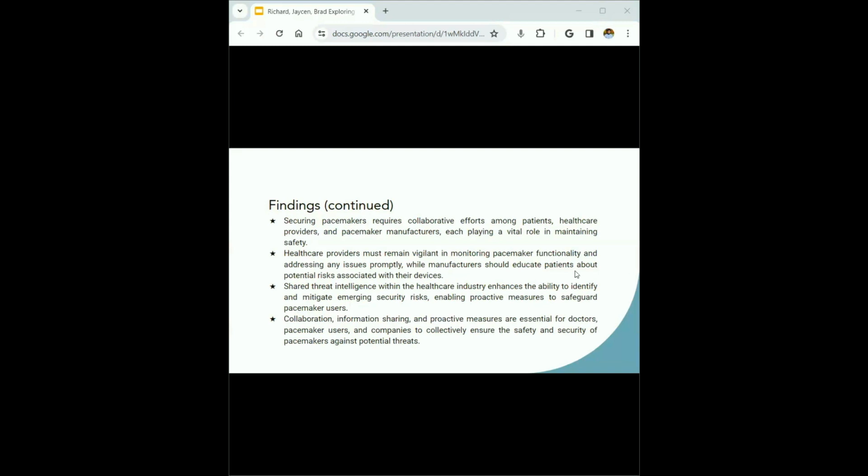So we understand that securing pacemakers requires collaborative effort among patients, healthcare providers, and pacemaker manufacturers, each playing a very strong, vital role in maintaining safety. Healthcare providers must remain vigilant in monitoring pacemaker functionality and addressing any issues promptly, while manufacturers should educate patients about potential risks associated with these devices.